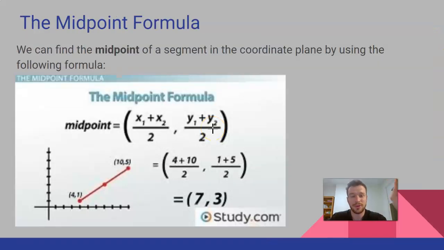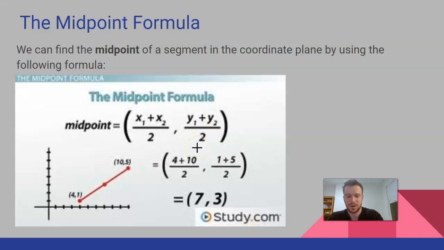Now I prefer to think of finding the midpoint as finding the average of the x values and the average of the y values of the endpoints. But we also have a formula we can use, and I know some of y'all like to use formulas, so you can memorize this. The midpoint formula is (x1 plus x2 divided by 2, y1 plus y2 divided by 2).